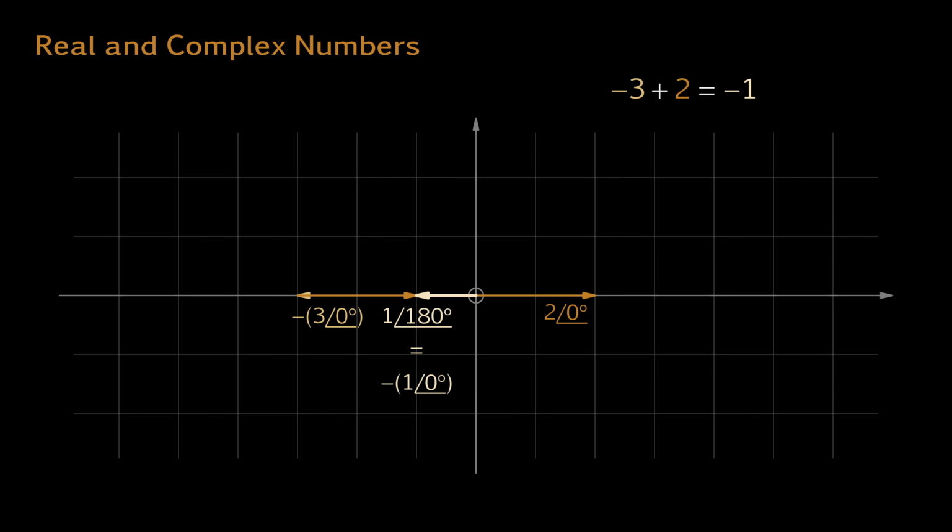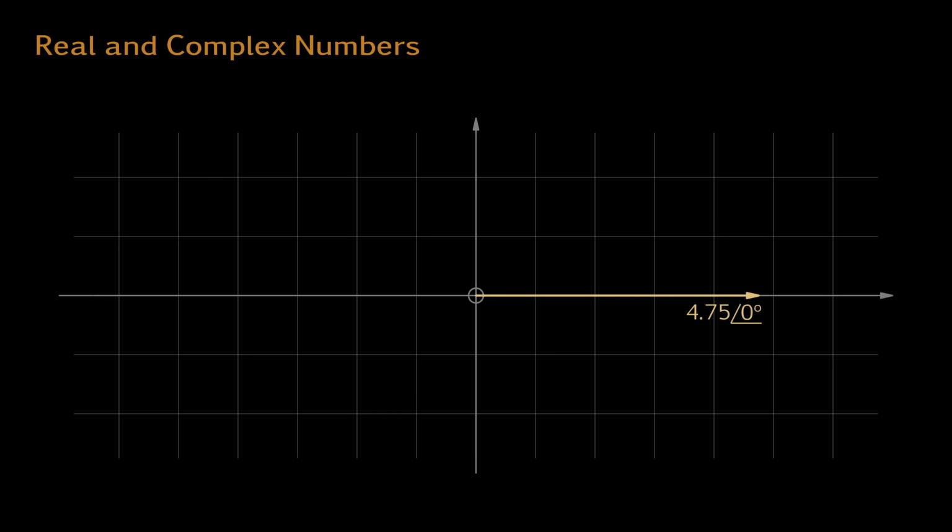So it seems that we can represent real numbers as arrows along the horizontal axis. The arrows representing positive numbers have angle 0 pointing to the right, while the arrows for negative numbers have angles of 180 degrees pointing to the left. For example, the arrow of length 4.75 and angle 0 represents the real number 4.75, and the arrow of length pi and angle 180 degrees represents the real number minus pi. Similarly, the 0 arrow represents the number 0 and the unit arrow represents the number 1.